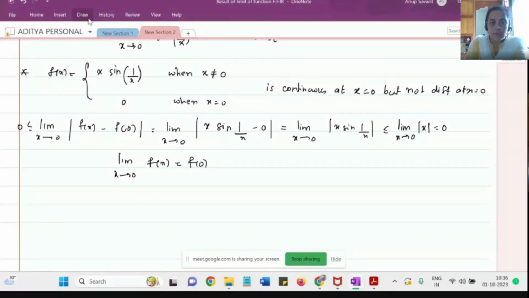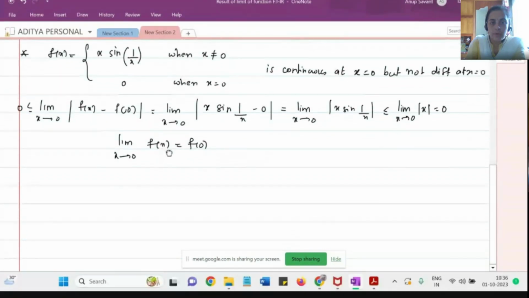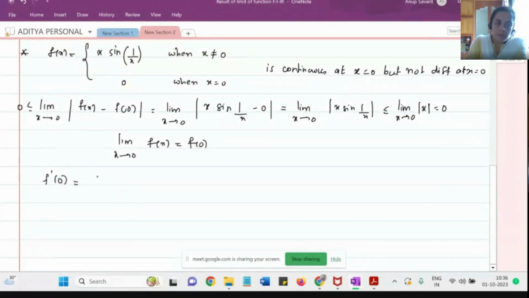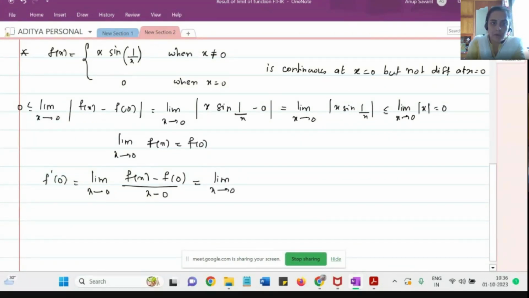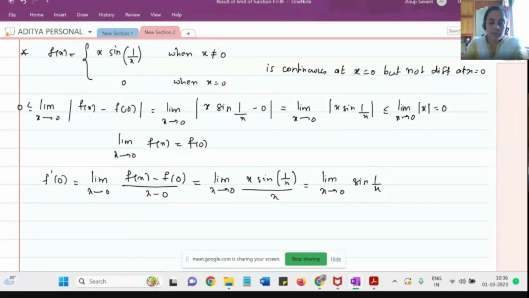Whereas this is not differentiable, because if I take the limit representing the derivative, f'(0) is simply the limit as x approaches 0 of (f(x) - f(0))/(x - 0). On substituting the values and simplifying, you will observe that this is x sin(1/x) divided by x, and hence it is the limit as x goes to 0 of sin(1/x), and I have already proved that this particular limit does not exist.